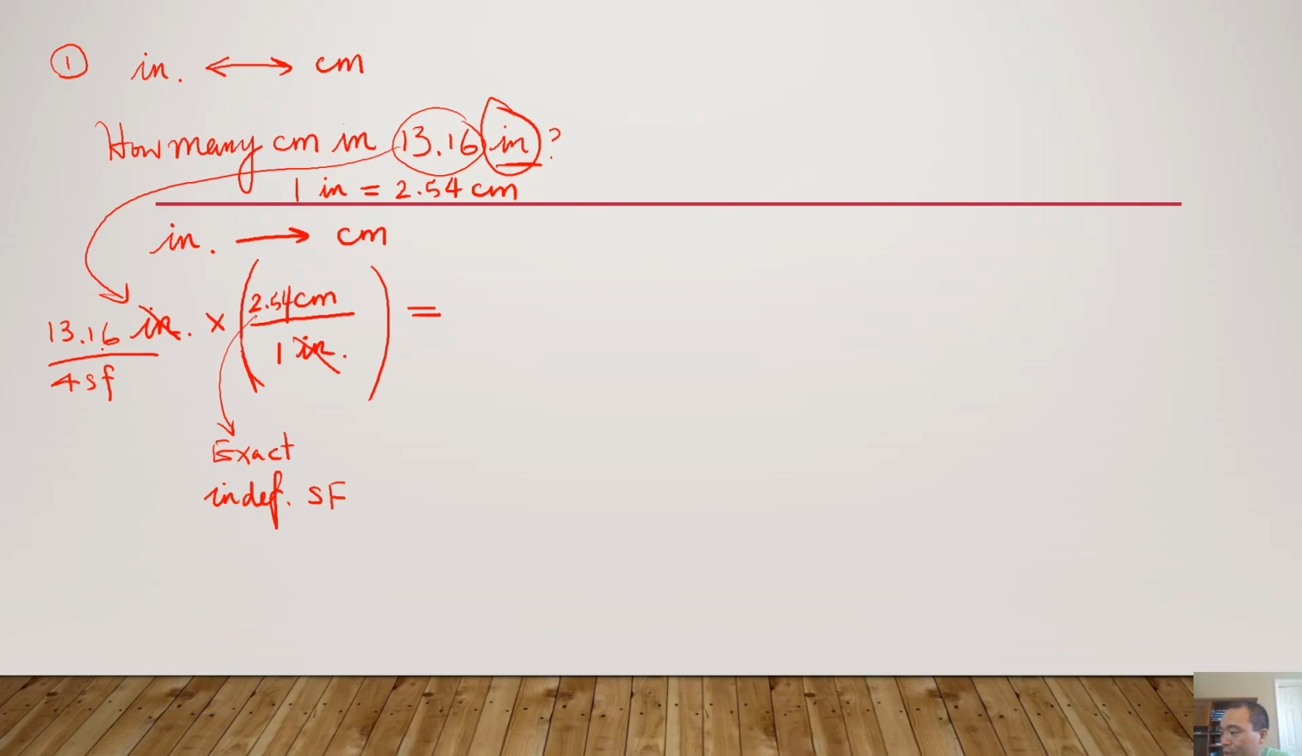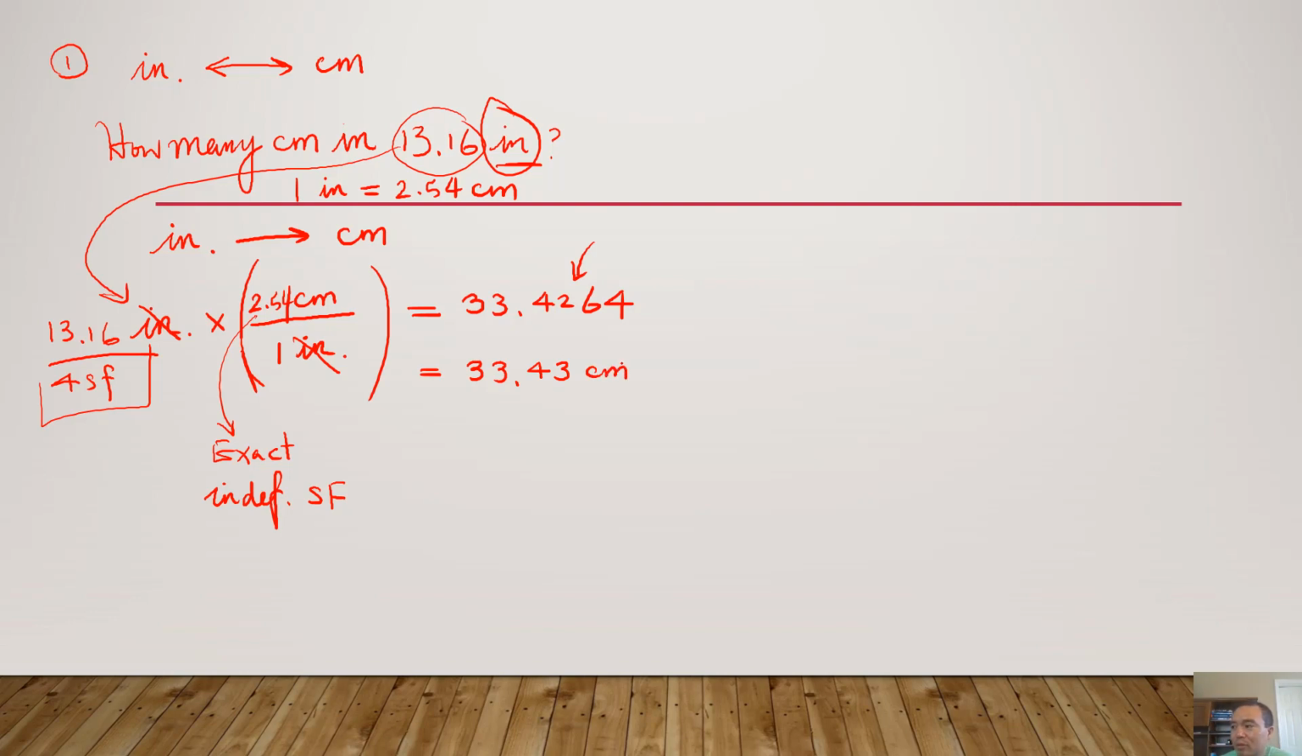After the calculation, your calculator gives you a number which reads 33.4264, but you do need to keep 4 sig figs because the other one is unlimited number of sig figs. So we keep 4 sig figs. This becomes 33 point, you round it to that number 2, so 33.43 centimeter. So that's the first question.